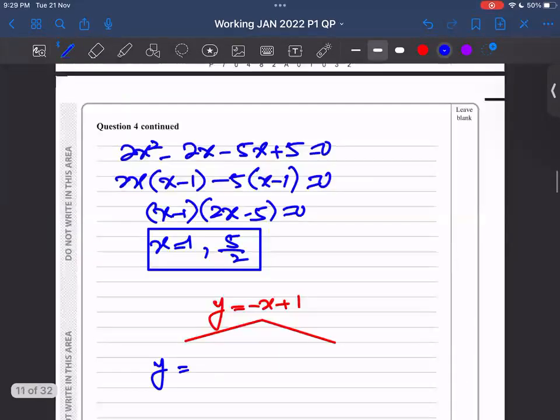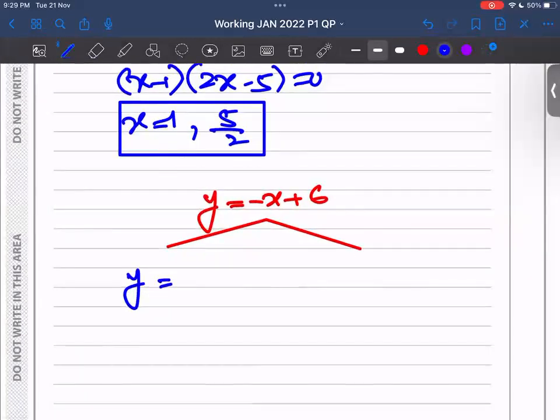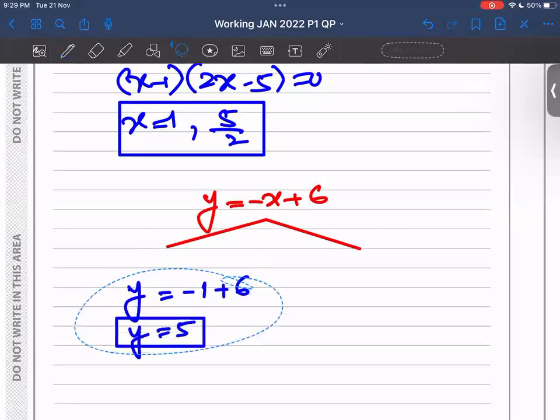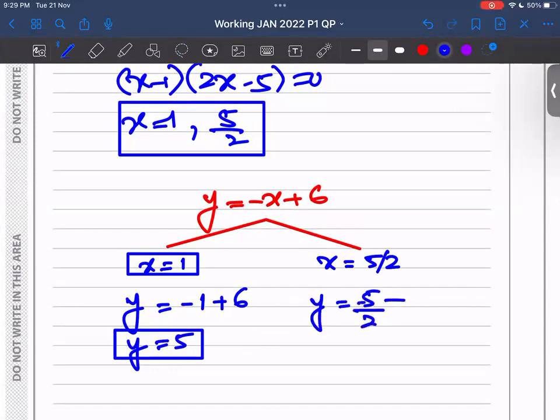It was 6. So I'm going to put 1 over here. So it becomes 5 for x equals 1. You get y equals 5 for x equals 5 by 2. So minus 5 by 2 plus 6 is going to be 7 by 2. So you got the point.